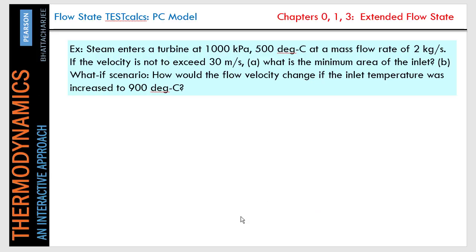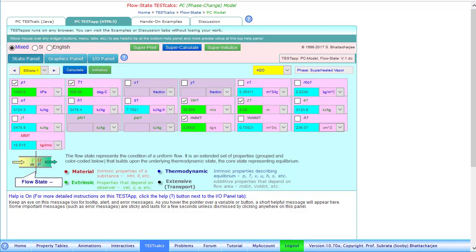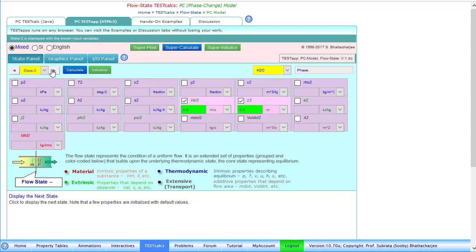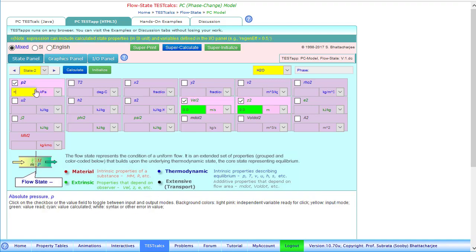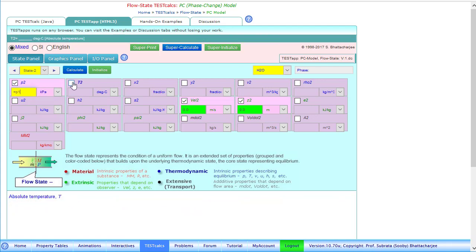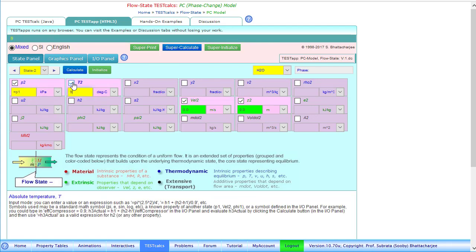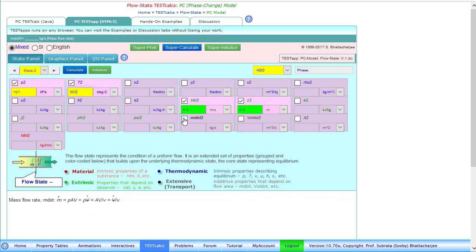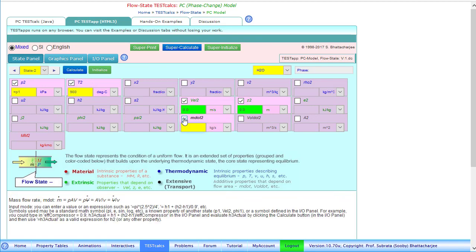The next question asks how the velocity would change if the inlet temperature changed to 900 degrees Celsius, assuming that the inlet is the same area that we just calculated. So we'll go to state 2. All the other properties are the same, so you can either type in 1000 kPa here or just P1. T2, we were given as 900 degrees Celsius. M dot is still 2 kilograms per second.